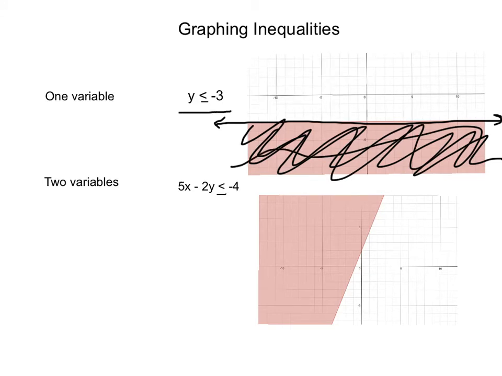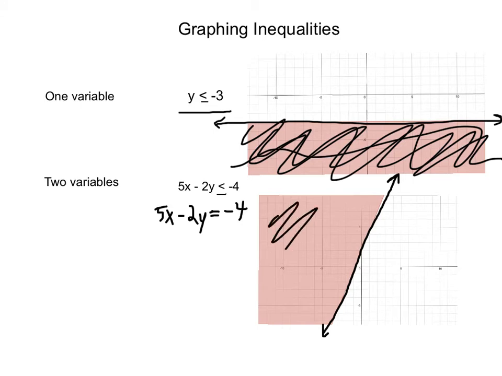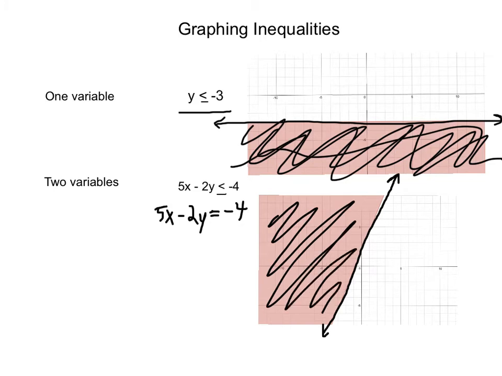For an inequality with two variables, we instead have a line that bounds our area. So this is our line, and again, if you think about if this were a simple 5x minus 2y equals negative 4, this would be our line, but rather we have 5x minus 2y is less than or equal to negative 4, so this entire area contains the solutions to our inequality.